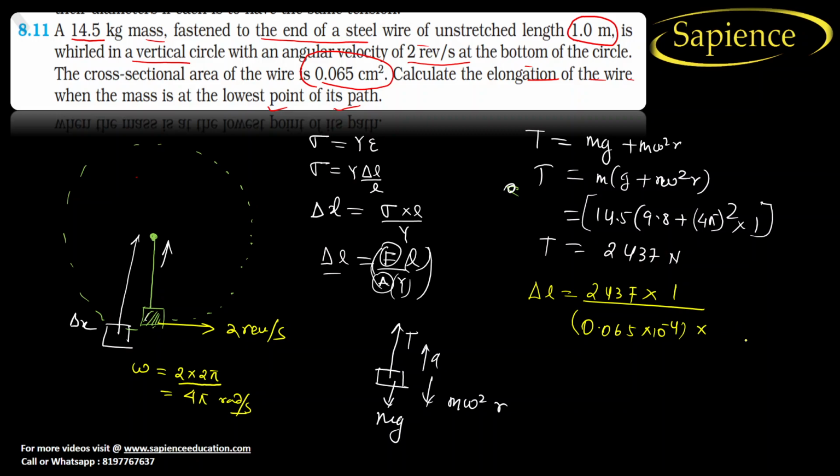What is Y? Y is the Young's modulus of elasticity, so this is equal to 200 into 10 to the power 9. When we calculate this, we will get 1.87 into 10 to the power minus 3 meter, or if you round it off, we will get 2 mm approximately. This amount of elongation will happen in this case. So I hope you have understood this.